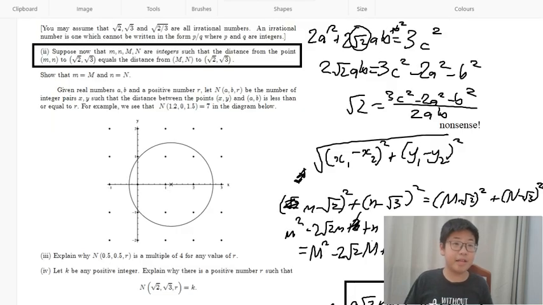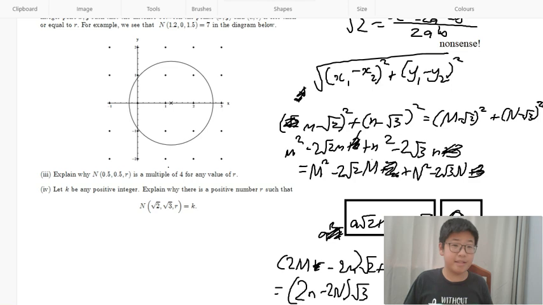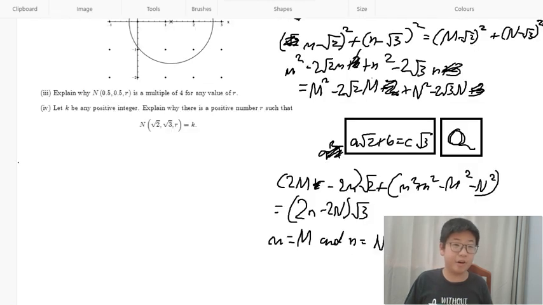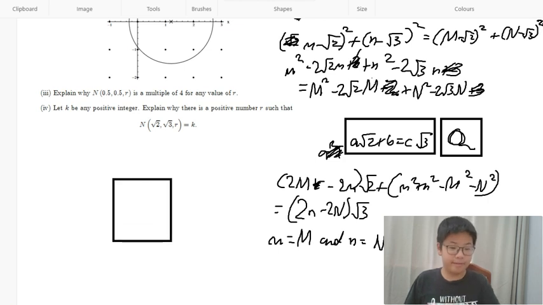Given real numbers a, b and a positive integer pair, let n(a, b, r) be the number of integer pairs x, y such that the distance between points x, y and a, b is less than or equal to r. So explain why this is a multiple of 4 for any value of r. So what do we do? We are now going to draw a square.